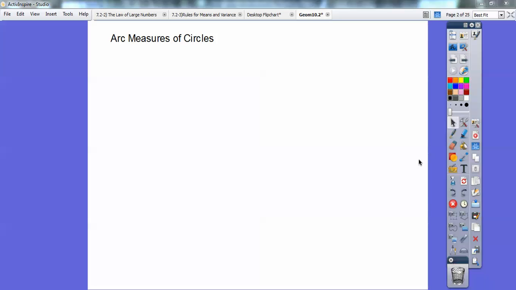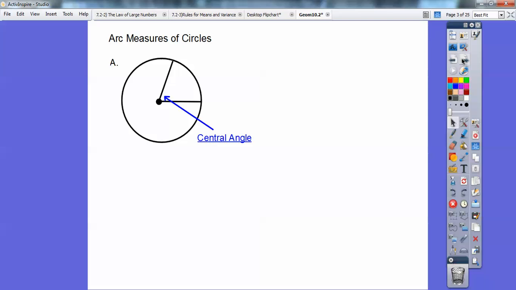Hi guys, welcome. This simple lesson is on arc measures of circles, and let's begin. Okay, so here are a few definitions right here.